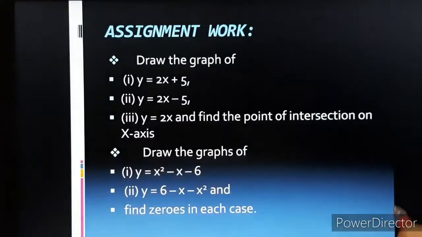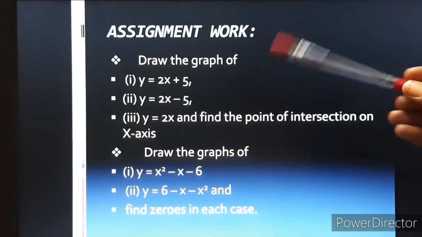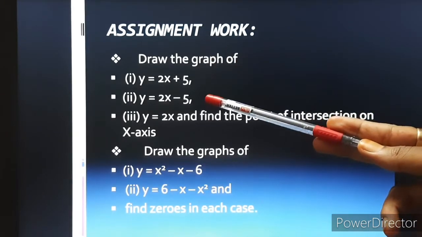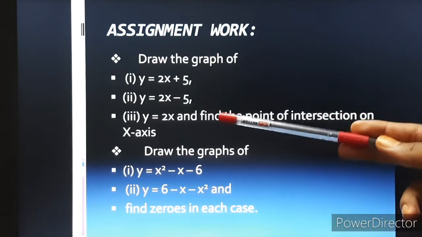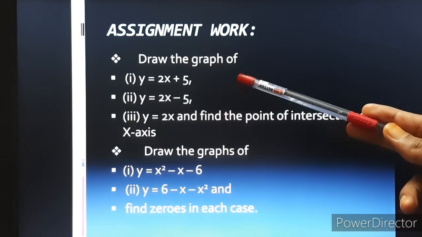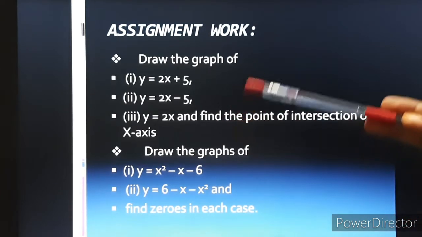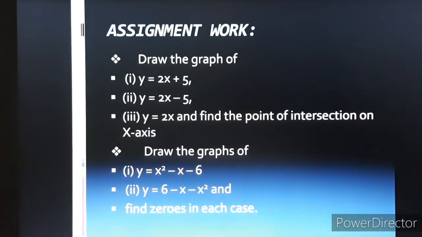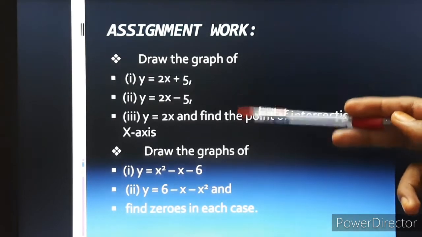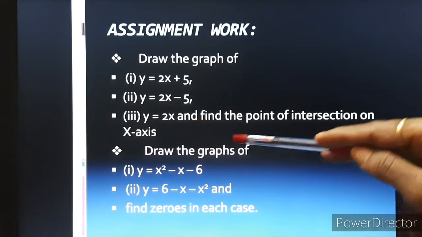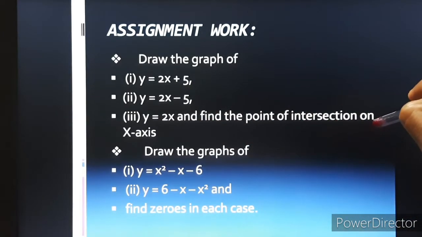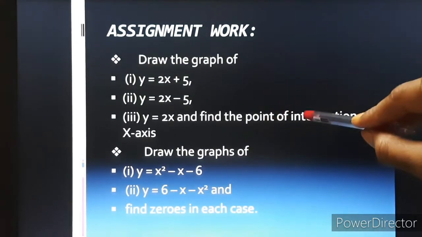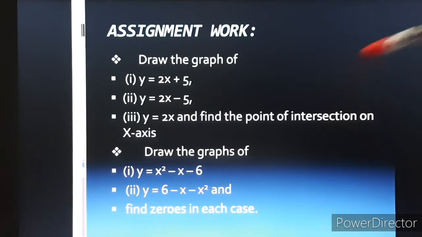Now you'll have an assignment on this, right? So here, draw the graph of y equals 2x plus 5, y equals 2x minus 5 and y equals 2x. What are these? These are linear polynomials. It means you will get a straight line. You will get a straight line which is a linear polynomial, right? And you need to find out the point of intersection on the x-axis, not on the y-axis.